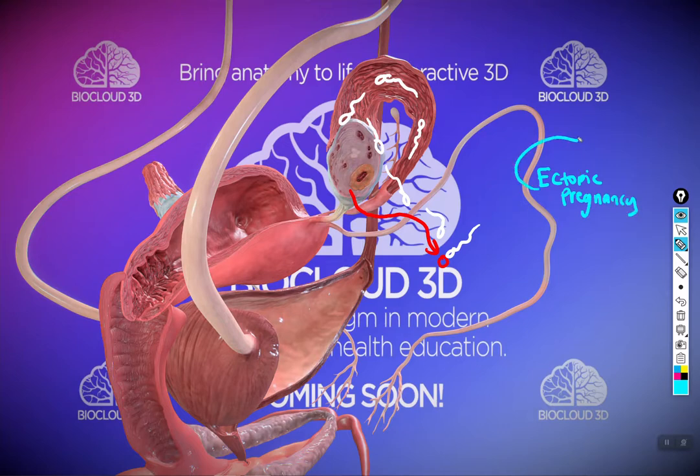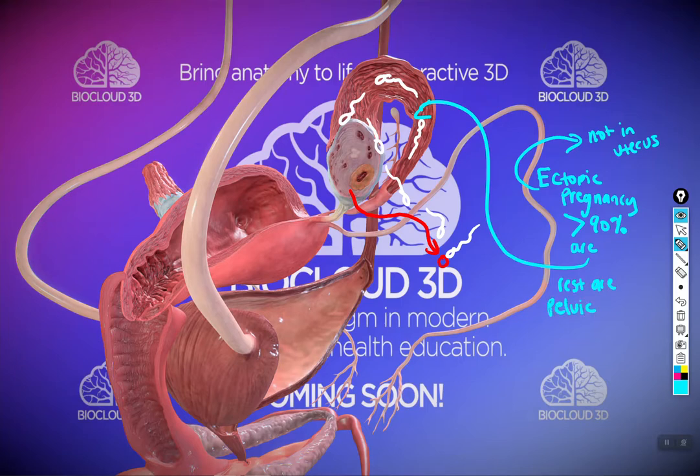So this word here means a pregnancy that is not in the uterus. So it's in the wrong spot. But not all ectopic pregnancies are created equal. So the overwhelming majority, so greater than 90%, are in the fallopian tube. And then the remaining ones are all kinds of weird places. So the rest are pelvic, usually.